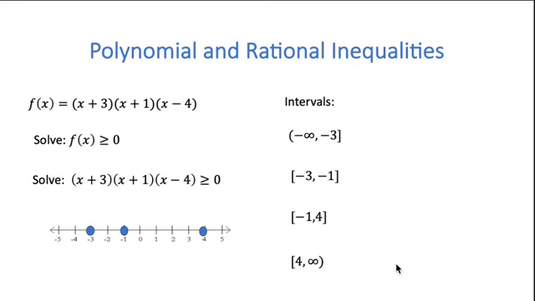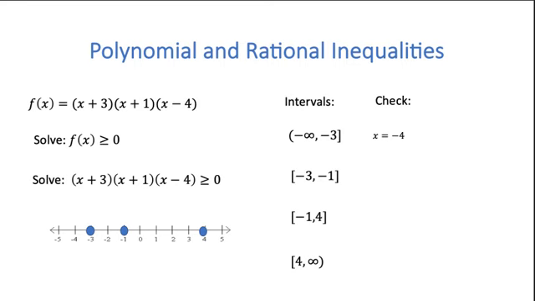Now, what we're going to do is check each of those sections. For example, I want to pick a number that's clearly in this section, not an endpoint, a number in the middle. So -4 is in this first section. I'm working left to right.